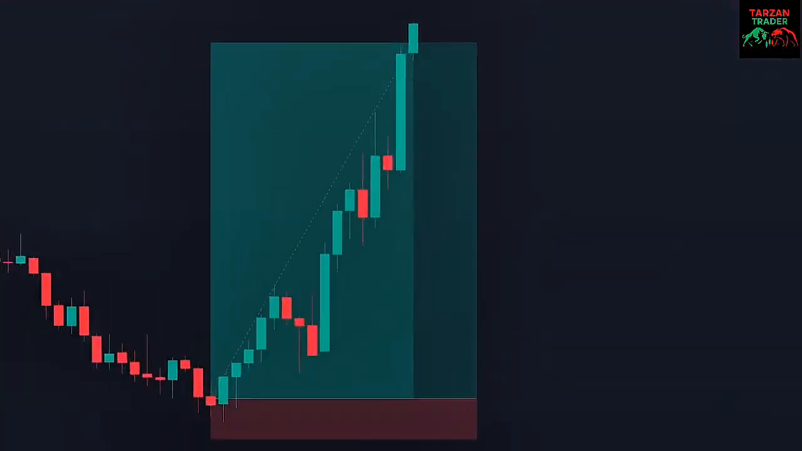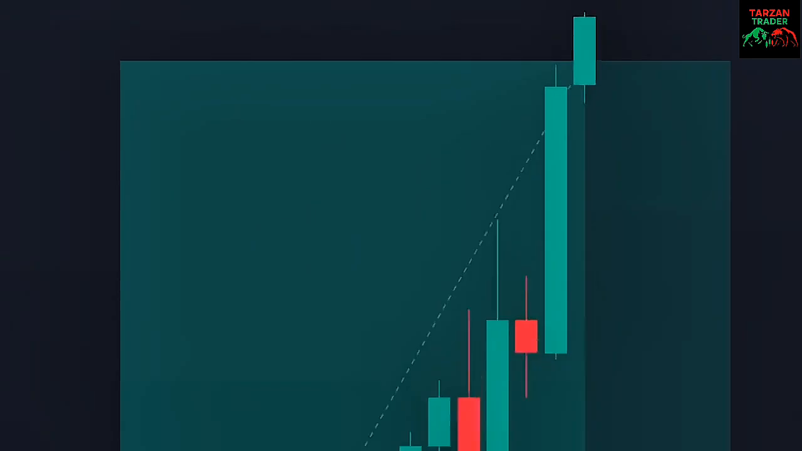Here's a recent trade I just closed with a massive gain. How did I predict this chart was about to explode upward? Because of one specific candlestick pattern that most traders completely misunderstand.